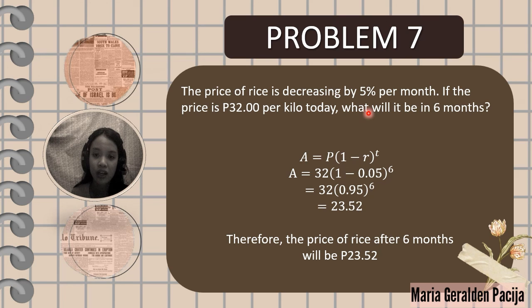Since the value in here decreases, we are going to use the decay factor model of the exponential function. Substitute the values. We have 32, 1 minus 0.05 as our percentage, and 6 as our time, 6 months. And then compute, and then we get the answer 23.52. Therefore, the rice after 6 months will be 23.52 pesos.